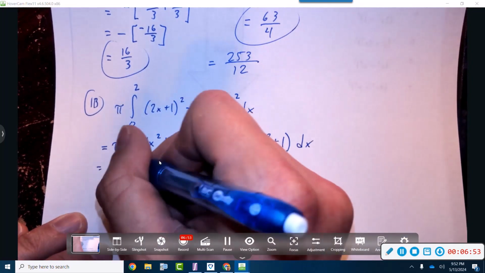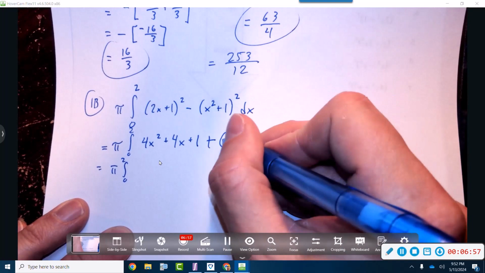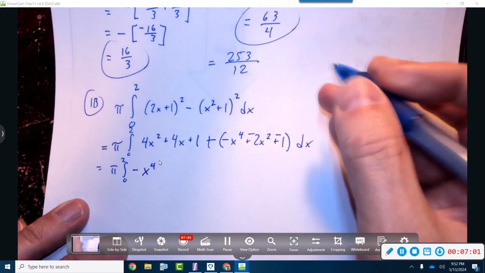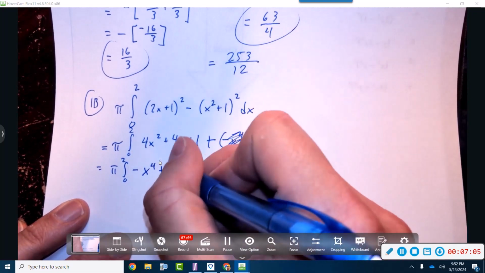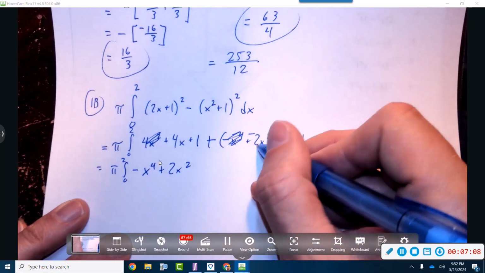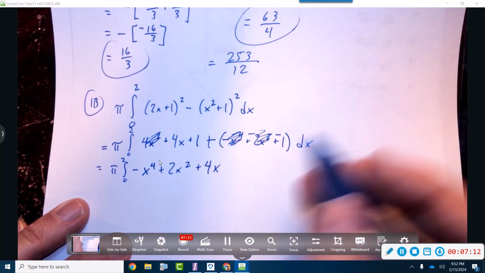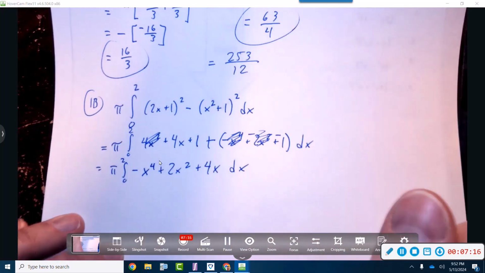Let's make sure that we combine like terms. All right, negative, negative, negative. So we're going to get negative x to the 4th, and I'm going to scribble these out so I don't mess up here, plus 2x squared plus 4x, and those two ones actually cancel out. Okay, so that's going to be good for 0.